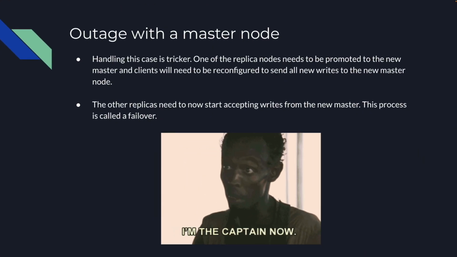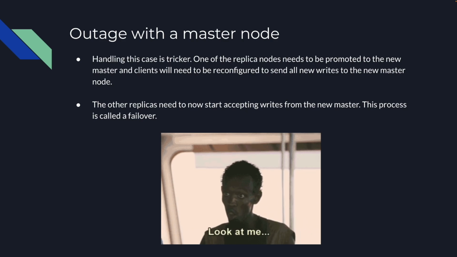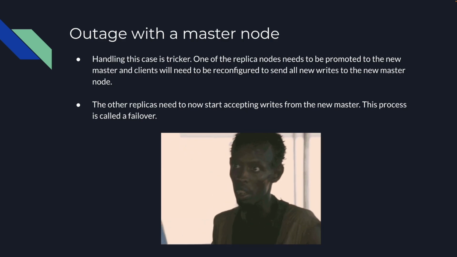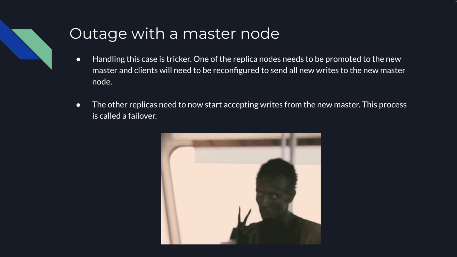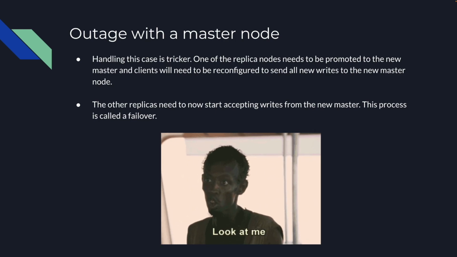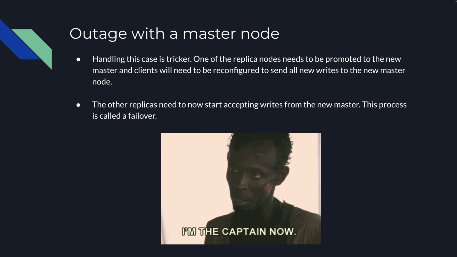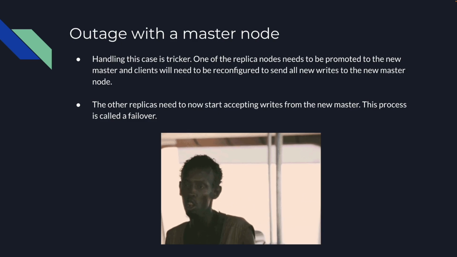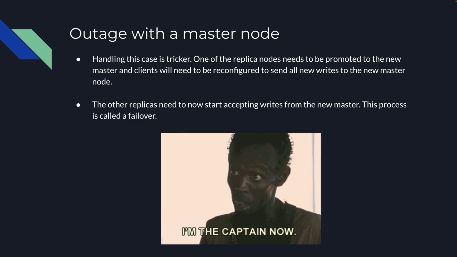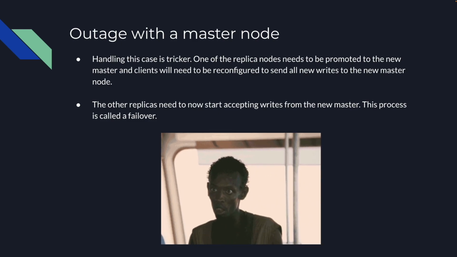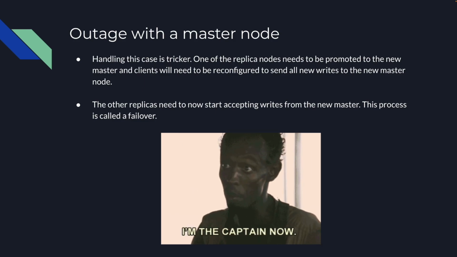What happens when a master node goes down? This case is a lot trickier. One of the replica nodes will now need to be promoted to the new master, and clients will need to be reconfigured to send all new writes to the master node. The other replicas need to now start accepting writes from the new master, and this process is what's called a failover.